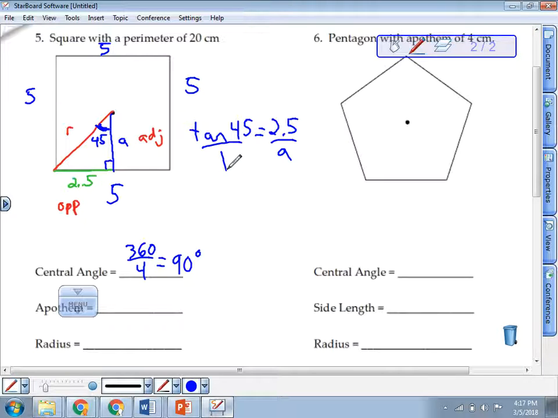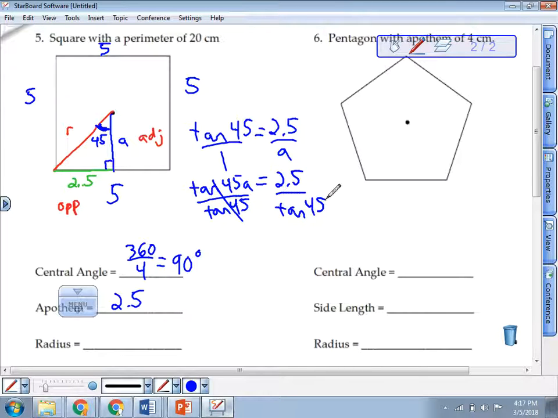We have to cross multiply. You guys should know how to do that. When you do that problem, you're going to end up with the apothem at 2.5. Remember, you have to divide each side, so it's going to be tan 45 times A equals 2.5. We're going to have to divide each side by tan 45. You can see that right there. Divide this side by tan 45, and that's how you get your answer for the apothem.